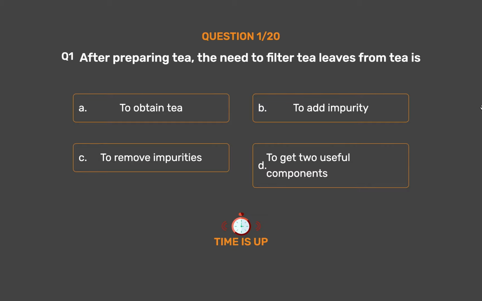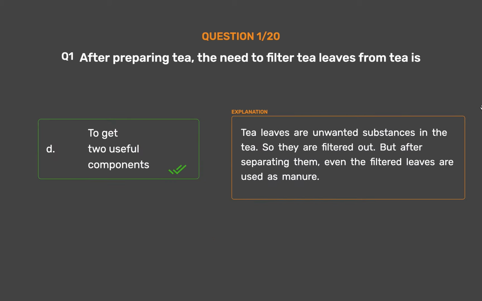The correct answer is Option D. To get two useful components, tea leaves are unwanted substances in the tea. So they are filtered out. But after separating them, even the filtered leaves are used as manure.